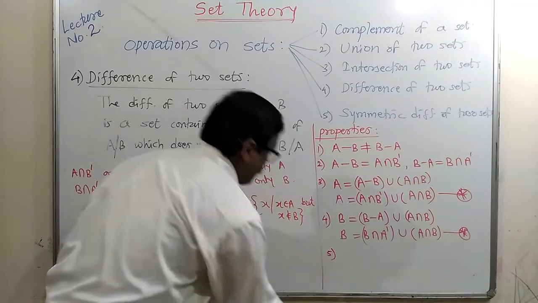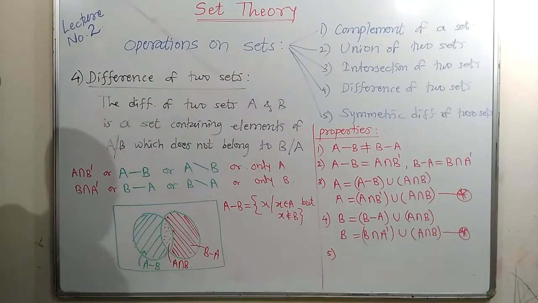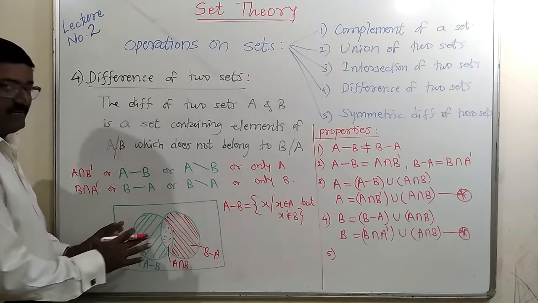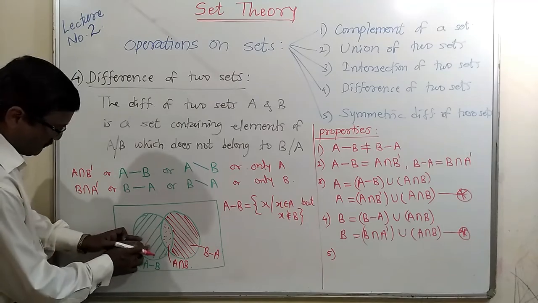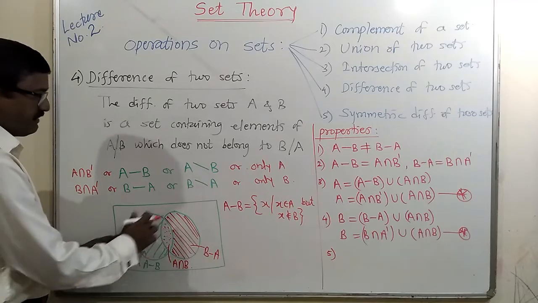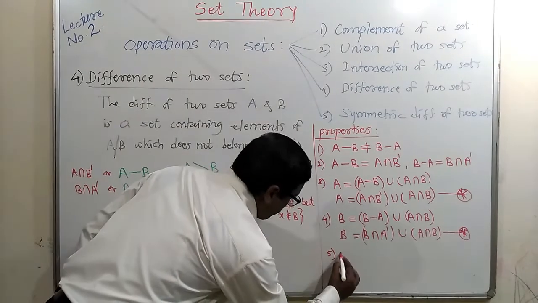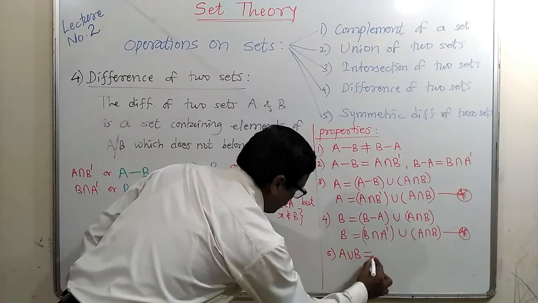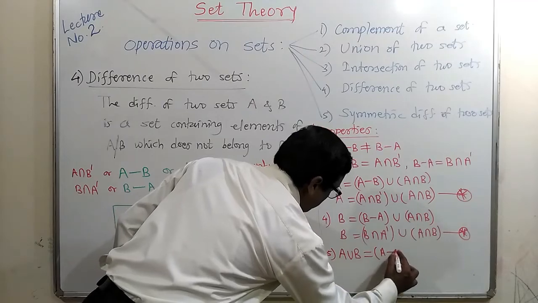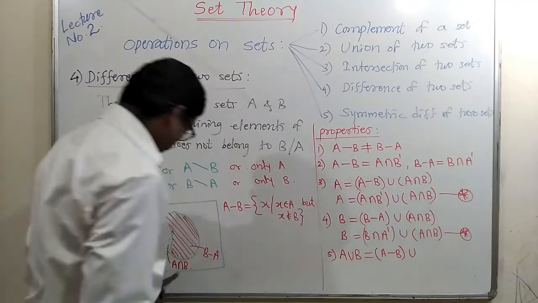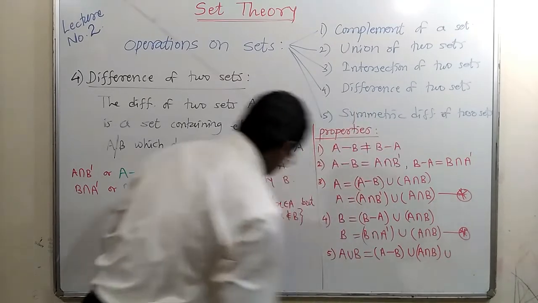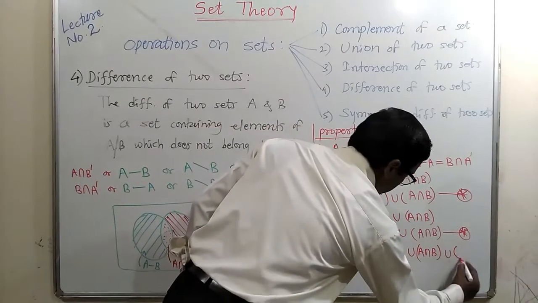Then next one, fifth one. If you observe carefully, this total portion is nothing but the union of two sets, and that union is nothing but A difference B, A intersection B, and B difference A. If you take the union of these three, then we get the union of A and B. So A union B is nothing but the union of A difference B, A intersection B, and B difference A.